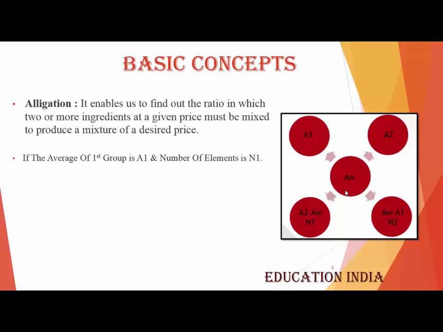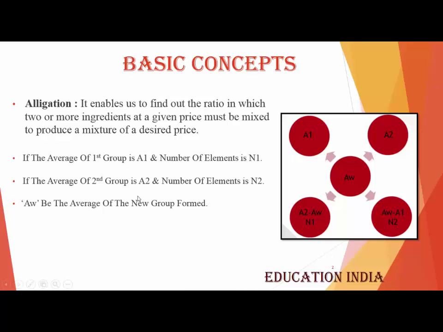Alligation enables us to find out the ratio in which two or more ingredients at a given price must be mixed to produce a mixture of a desired price. Now let's consider that we have two groups. The average of the first group is A1 and the number of elements in that first group is N1. Similarly, the average price of the second group is A2 and the number of elements there is N2.